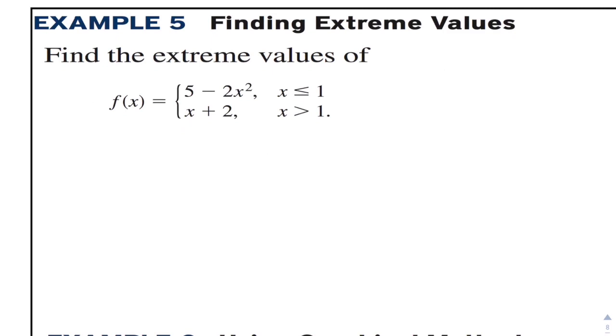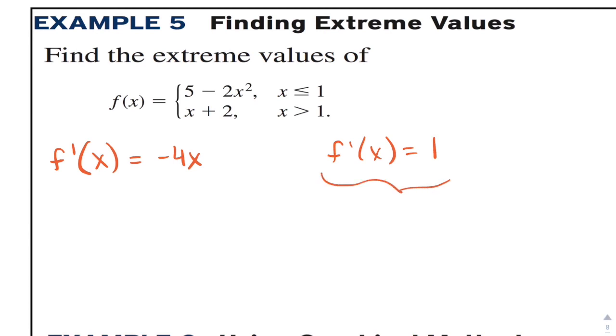So the first thing we want to do is derive. Let's do the derivative of the first one. The derivative of the first function will be negative 4x. The derivative of the second function is going to be equal to 1. So the derivative of the second function right here is always 1. So does 0 ever equal 1? And the answer is no. So for this linear line, there's never a location where it's 0.